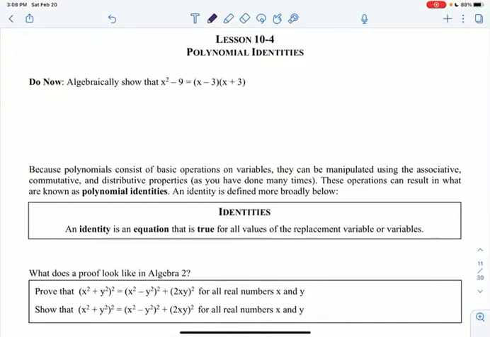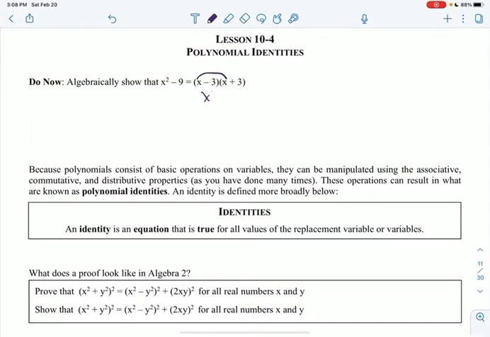Algebra 2. This is Unit 10, Lesson 4, and today we're going to talk about polynomial identities. So if we're looking at the do now at the top, I want to algebraically show that x squared minus 9 equals x minus 3 times x plus 3. So I just want to show that the left side equals the right side. So I can't really do much with the left side, but the right side, I can multiply that. So I'm going to FOIL that.